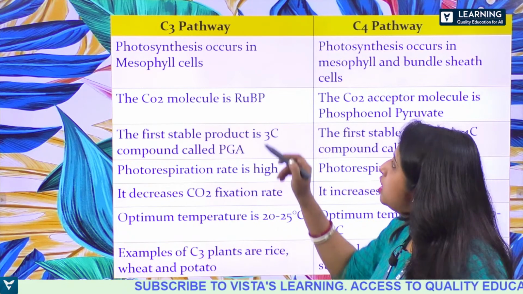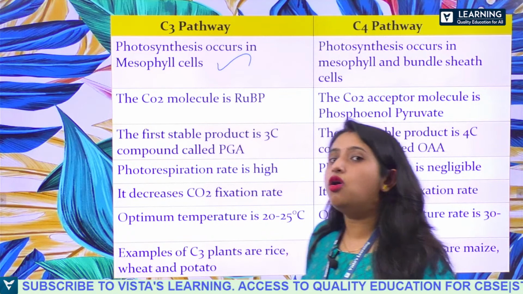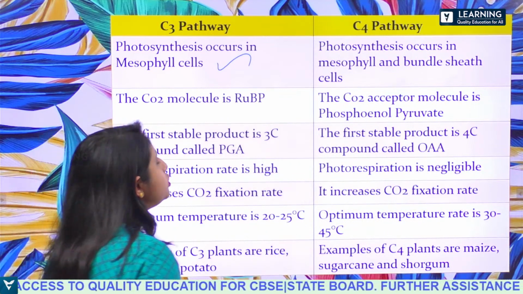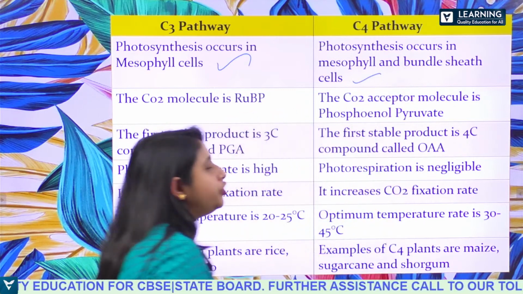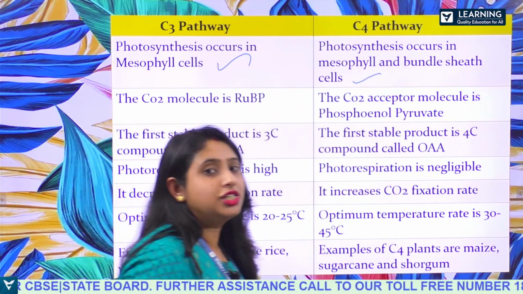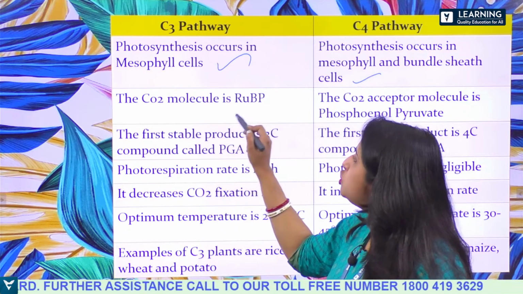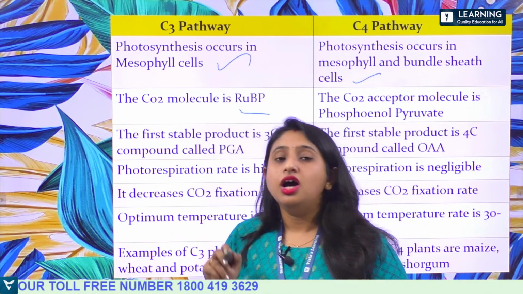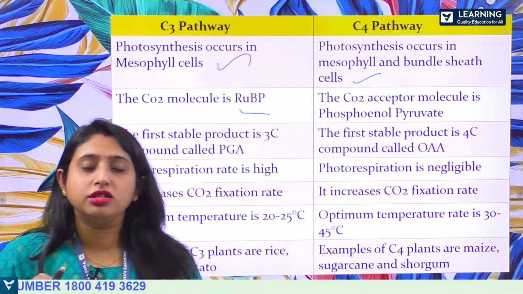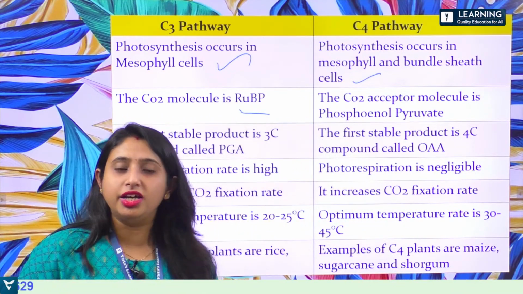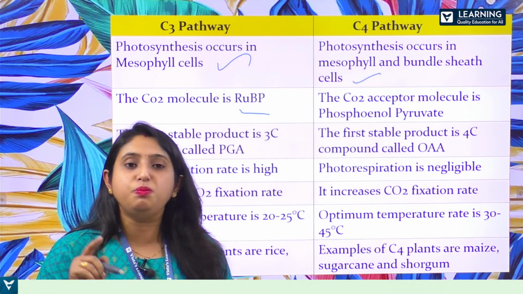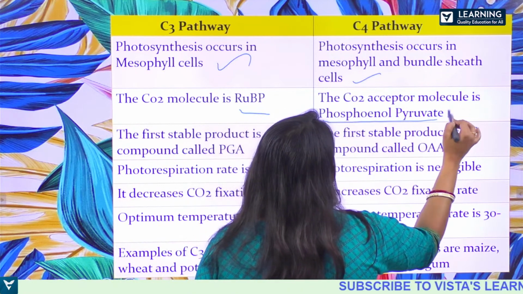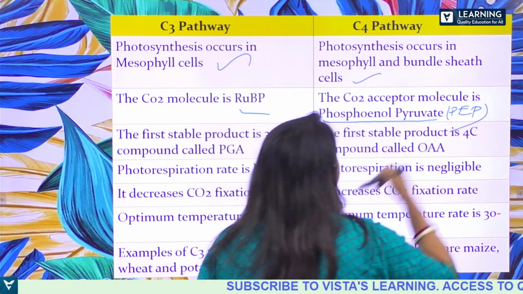What is the difference? In the C3 pathway, photosynthesis occurs only in the mesophyll cells. But in the C4 pathway, photosynthesis occurs both in the mesophyll and the bundle sheath cells. In the C3 pathway, the CO2 acceptor is RuBP. But here in the C4 pathway, the CO2 acceptor is PEP, phosphoenol pyruvate.